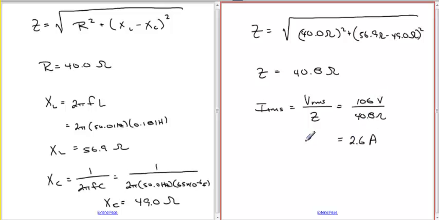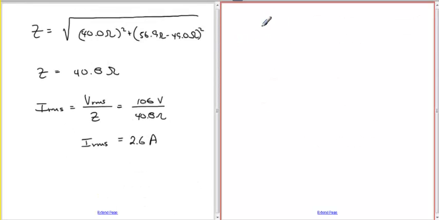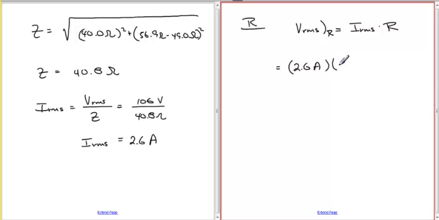2.6 amps. Now, the key thing about the current is that the current through each element is the same. So once you know the current, all you have to do is find the voltage across each element. The RMS voltage across the resistor is just the RMS current, which is the same for all of these calculations, times, in this case, the resistance. So you'll have 2.6 amps RMS times the resistance, which was 40 ohms. We get 2.6 times 40, it is 40. Okay, you get 104 volts. So the RMS voltage across the resistor is 104 volts.